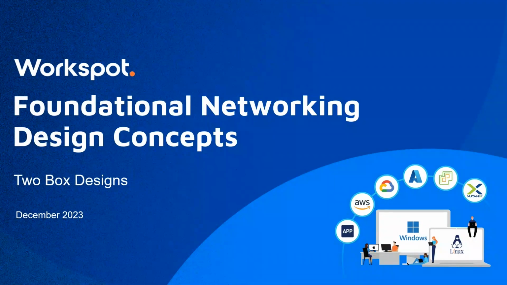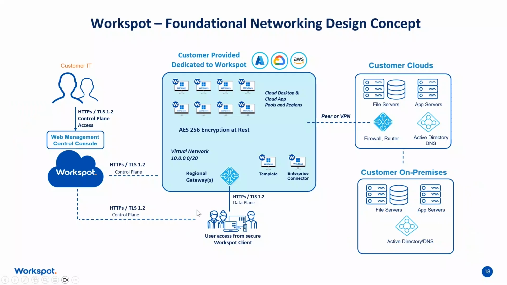Now what we're going to do is get into the idea that, hey, that single box is great, but I need to connect to other resources. So we're going to go into what we call a two-box design. And at its core, it's still using the fundamental Workspot design where we have a dedicated box for the Workspot deployment. But if you notice here, what's different is that we could peer or use a VPN over to other customer cloud assets.